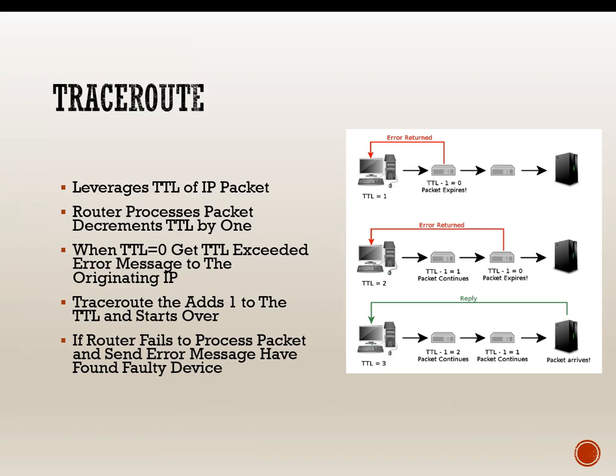What this image shows is that when we do traceroute, we modify the packet so that it has a time to live of 1. It goes to the first router, the packet expires, and comes back. Traceroute depends upon being able to get a timeout message, TTL exceeded, as in the third bullet there. When the TTL equals 0, you get a TTL exceeded error message to the originating IP. Traceroute adds 1 to the time to live and starts over.